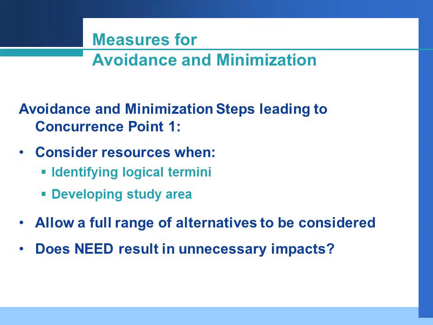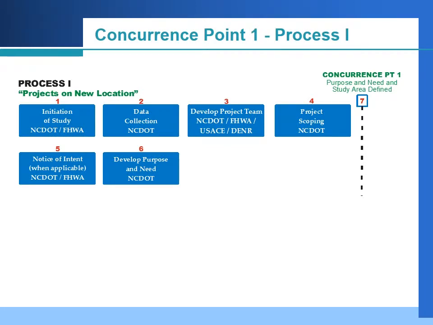Keep in mind that the outcome may be totally different than what was depicted on a long-range plan or transportation improvement map. This slide depicts a snapshot of the specific steps associated with building to Concurrence Point 1. Process 1, projects on new location, move through a series of 6 steps to the Concurrence Point 1 meeting. Process 2, widening and other improvement projects, move through a series of 8 steps to converge with Process 1 at the Concurrence Point 1 meeting.